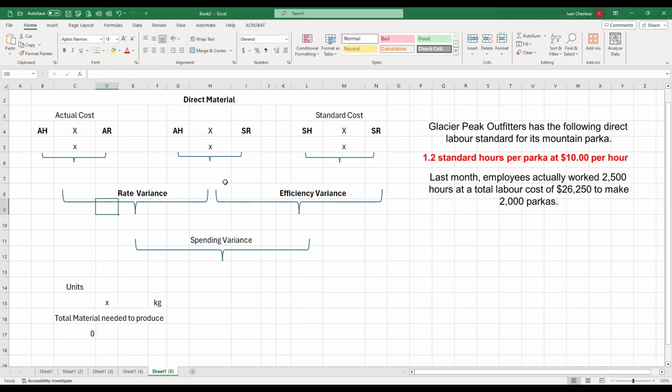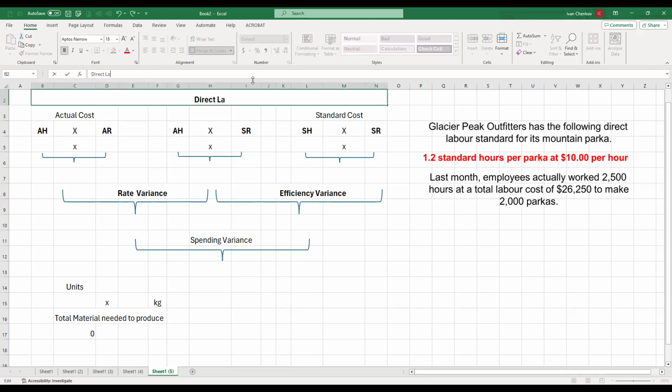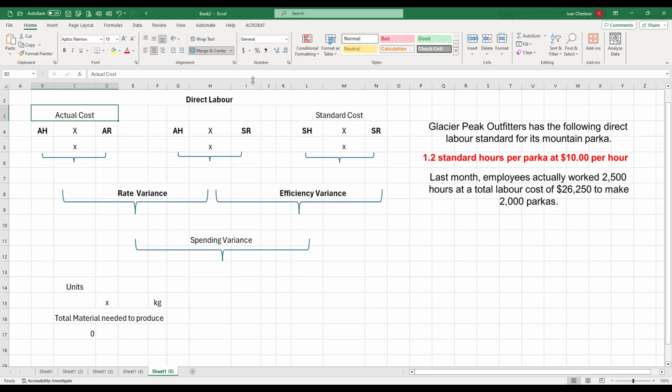Okay, so let's see this question. This company has the following direct labor. That's not direct material, that's direct labor. Direct labor standard for 1 unit, which is Mountain Park. In order to produce 1 unit based on their standards, they're supposed to spend 1.2 hours, for which they pay $10 per hour. What will the $10 be here? The standard rate, right? The standard rate is $10.